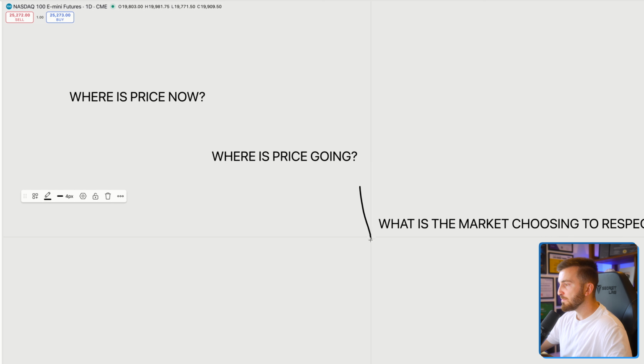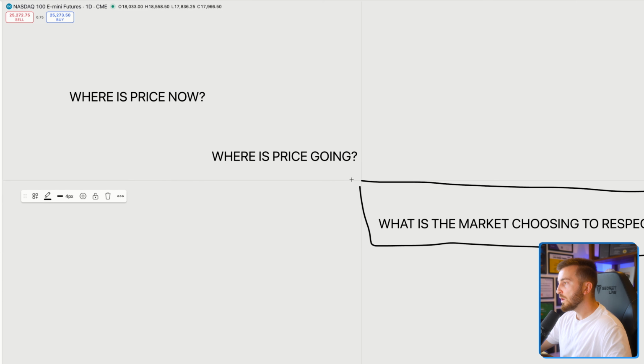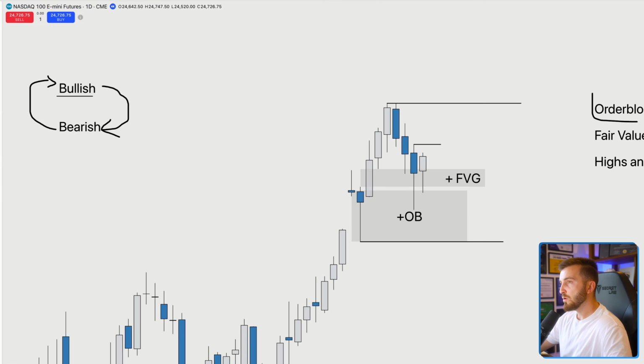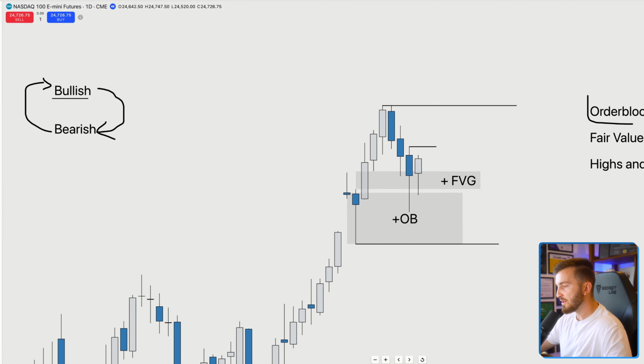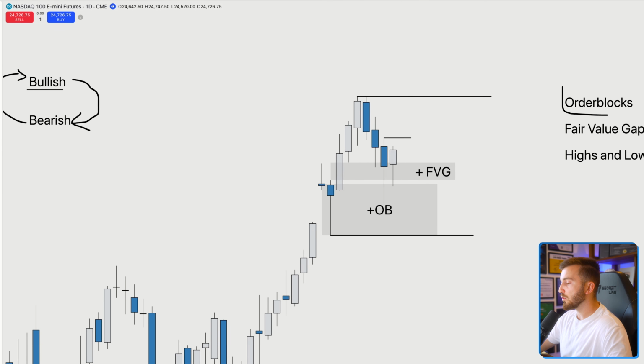And if you want to simplify, you simply ask, what is the market choosing to respect? Well, it's choosing to respect the bullish order block and the bullish fair value gap. And so on the next day, our daily bias would be bullish. So we would only be entering in long trades. And you can see that the market had a very strong push towards the upside.